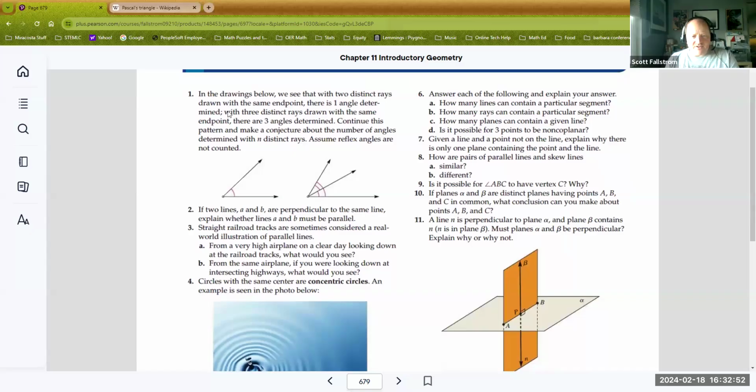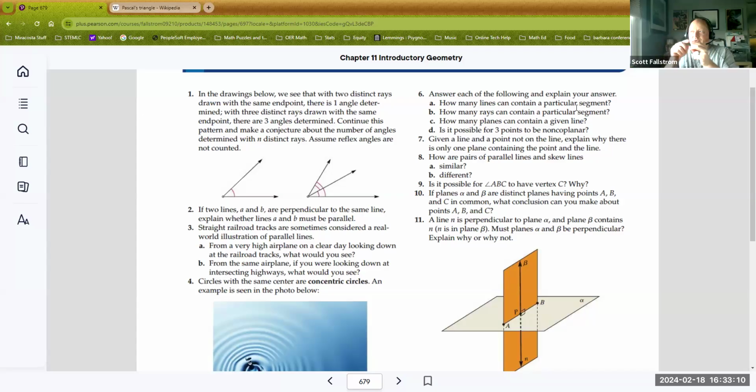Let's see here. Question 6. Answer each of the following. How many lines can contain a particular segment? Okay, so this is similar to what we did in class. If I want to include that exact segment, right? How many lines can contain that entire segment?